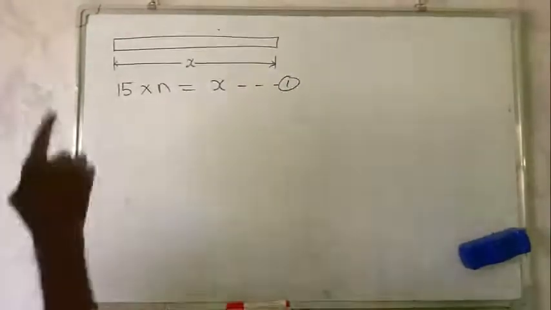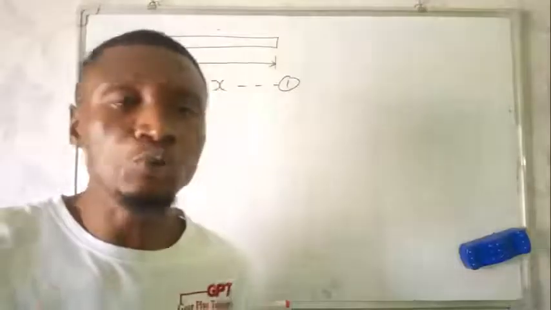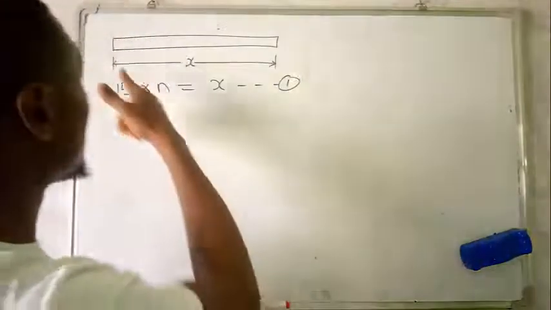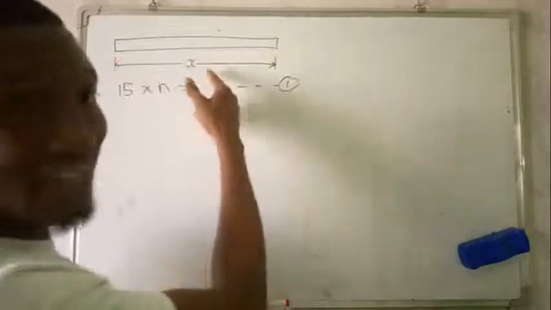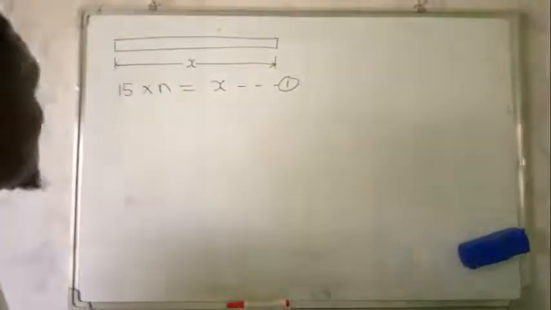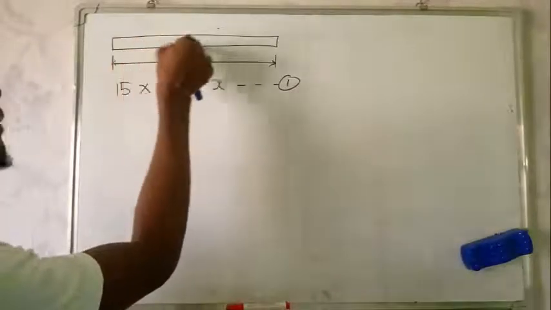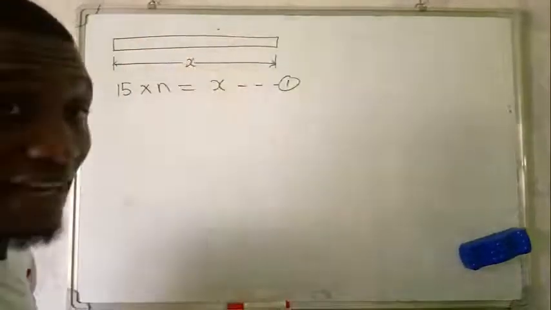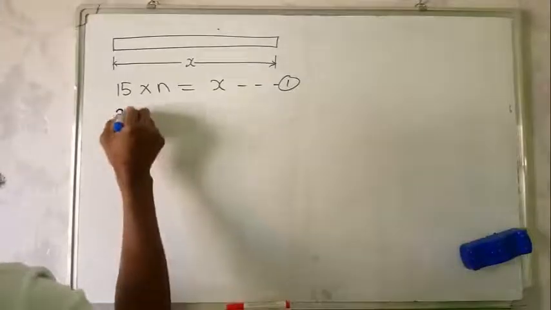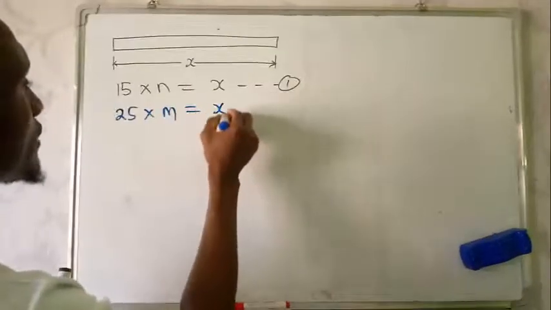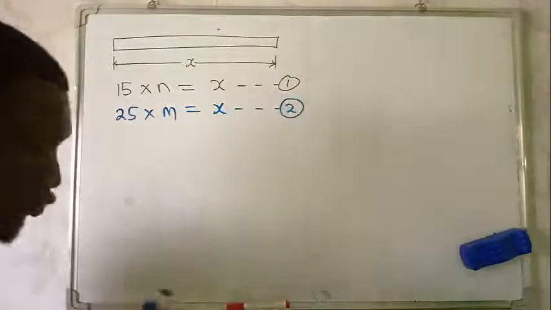Okay. The next thing we're also going to do, he can also use 25 cm stick to measure this table and get exactly x again. So we can now say that the number of times we're going to use 25 cm and keep adding to 25 until we get exactly this x will now be 25 multiplied by, let me call it m, and that's also going to give us x. We call this equation 2.